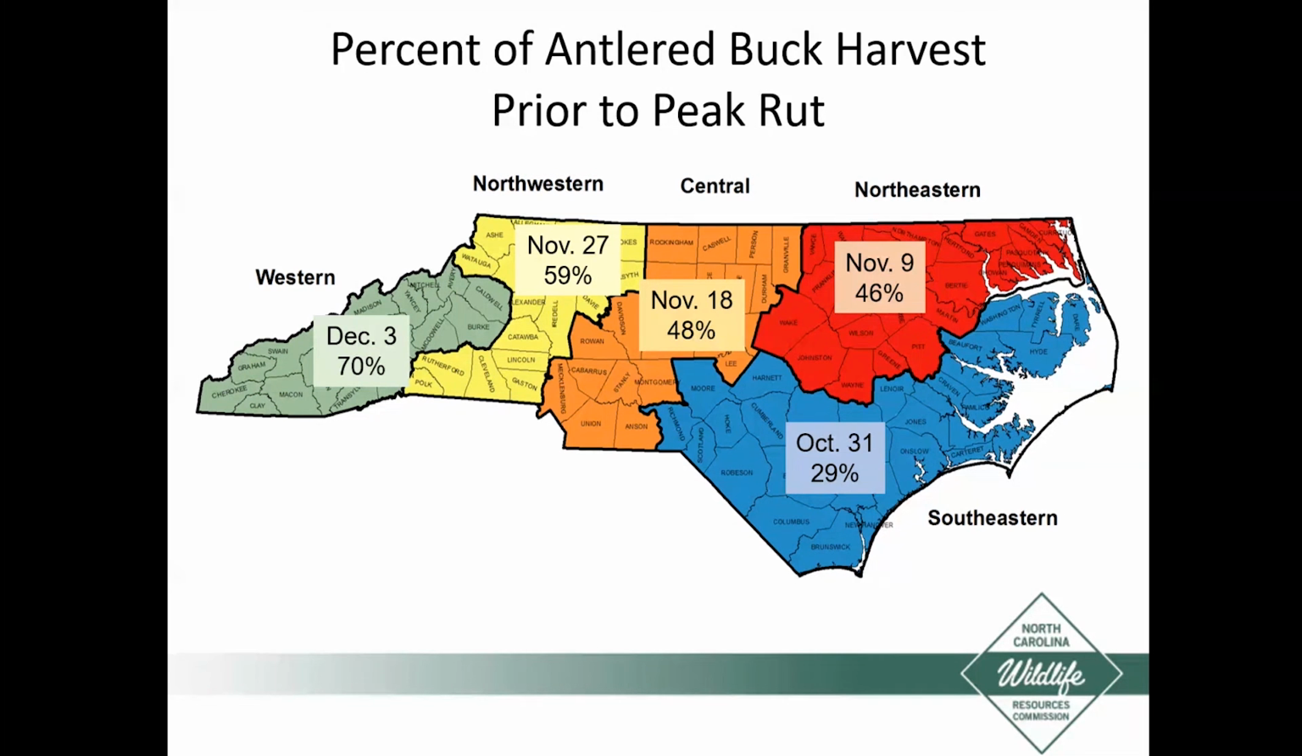So our metric for meeting this objective, and it also helps with our sex ratio objective, is we want to see less than 20% of our total antler buck harvest occur before the peak of the rut. So these dates here are our peak rut period, and the percent of antler bucks harvested before that peak rut. This is a lofty objective, but we are pretty close to meeting it in the southeastern zone. And you can see we're a long ways from meeting it in the western zone, where we harvest 70% of our antler bucks before the peak of the rut.